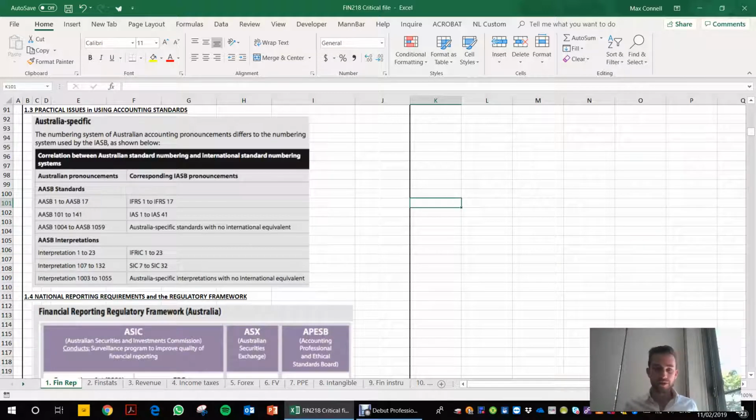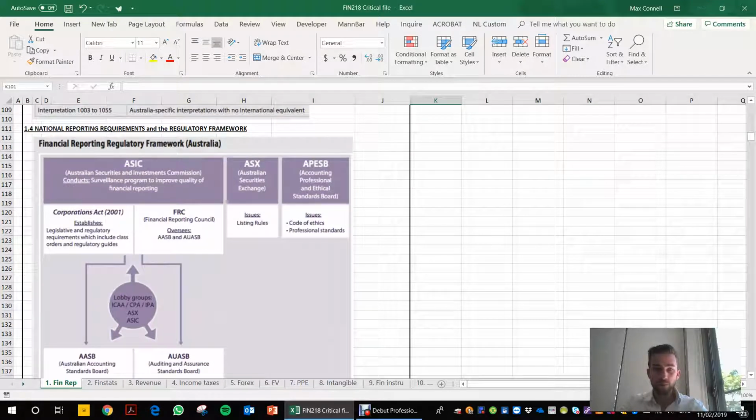So IFRS sets the base definition for all countries to follow, but then in certain situations, depending on cultural differences or national economic differences, there might be some variations to these standards, and you'll see these because there'll be an AASB one instead of an IFRS. So you'll know that that's when there's a slight variation to the International Accounting Standard.